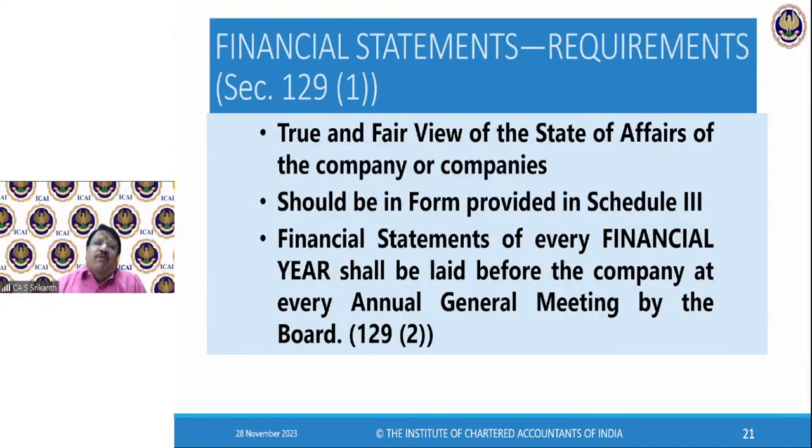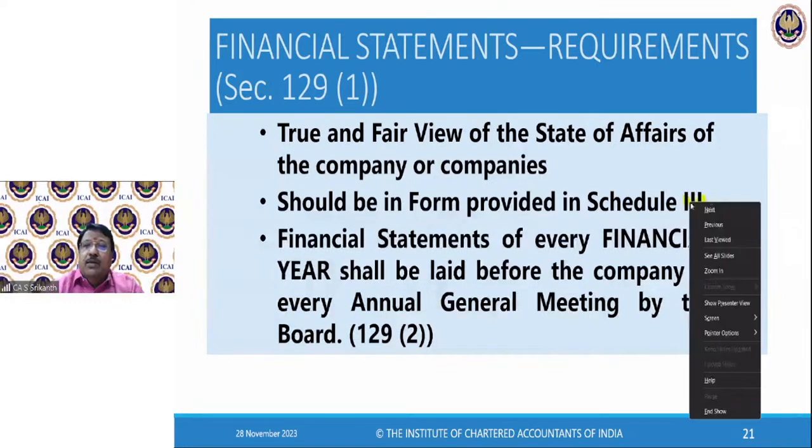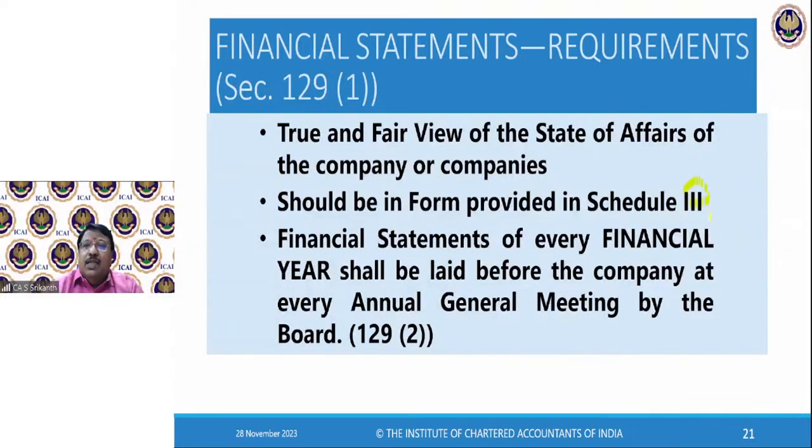It should be in the form provided in Schedule 3. I've kept on mentioning Schedule 3. The Companies Act 2013 has seven schedules. The schedules are mentioned in Roman numerals. This is a type of representation of numbers called Roman numerals, right? So these Roman numeral numbers are there.